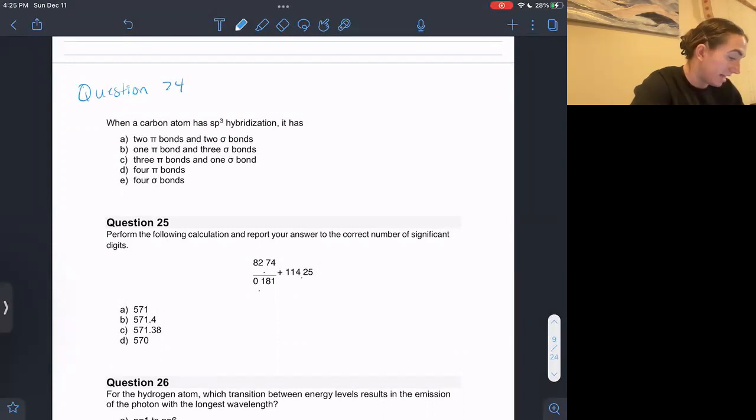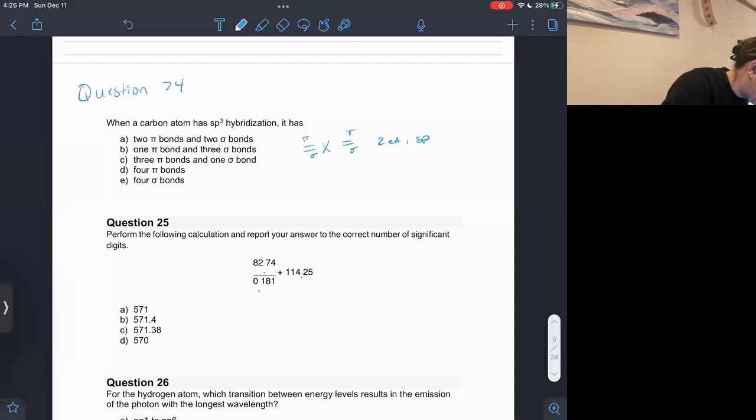So when a carbon atom has an sp3 hybridization, sp3 hybridization. It has 2 pi bonds and 2 sigma bonds. Okay, so what would that look like? If I just had this, it'd be 2 pi bonds, 2 sigma bonds. That would be pi, sigma. No, that's 2 electron domains. So that would be sp.